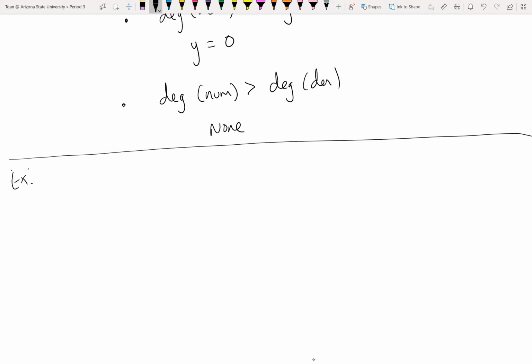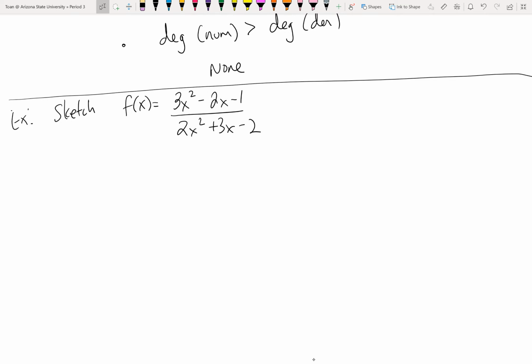So for the first example, let's say I ask you to sketch f of x equals 3x squared minus 2x minus 1 over 2x squared plus 3x minus 2. Now, the first thing I'm going to do is an optional step. I suppose in the grand scheme of things, you don't have to do this, but I highly suggest it. It makes life easy. Anytime I work with rationals, I always want to factorize and simplify. So I'm going to factorize everything. Sometimes it's helpful, sometimes it's not, but it doesn't hurt to try.